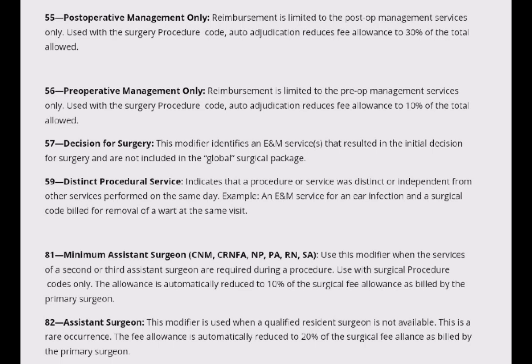81. Minimum assistant surgeon (CNM, CRNFA, NP, PA, RN). Use this modifier when the services of a second or third assistant surgeon are required during a procedure. Use with surgical procedure codes only. The allowance is automatically reduced to 10% of the surgical fee allowances billed by the primary surgeon. 82. Assistant surgeon. This modifier is used when a qualified resident surgeon is not available. This is a rare occurrence. The fee allowance is automatically reduced to 20% of the surgical fee allowances billed by the primary surgeon.